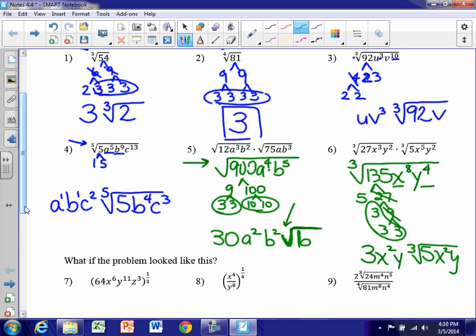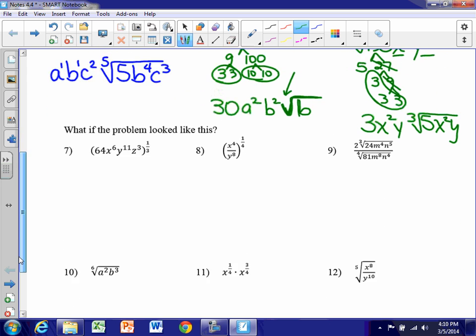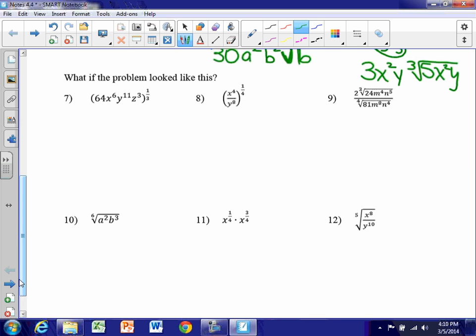All right, and then I'm giving you a few problems that are a little bit harder. I want you to think, all right, what if the problem looked like this? Well, if you remember, what does it mean to be a 1/3? We talked about converting before. That would be a cube root. And so I could rewrite it like that and then break it down.